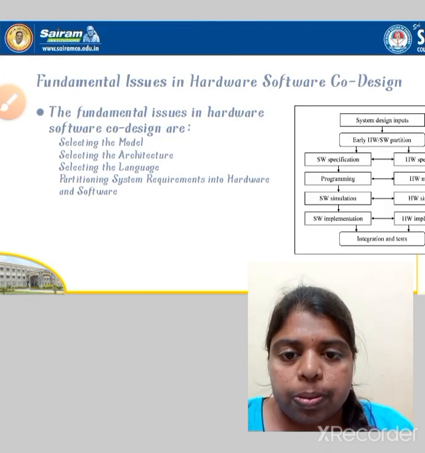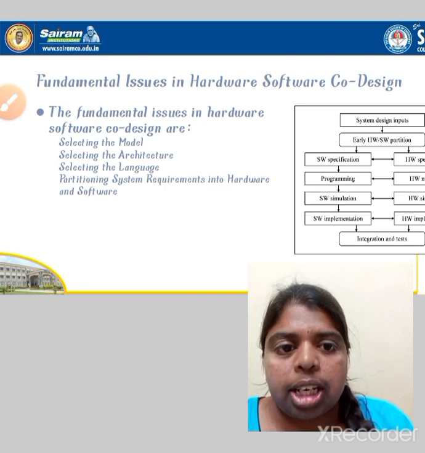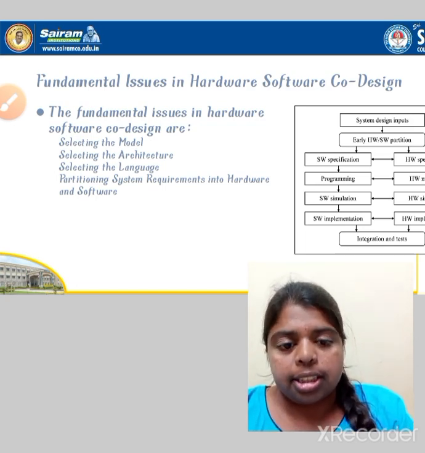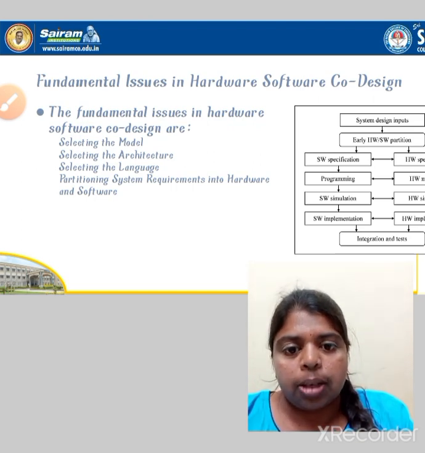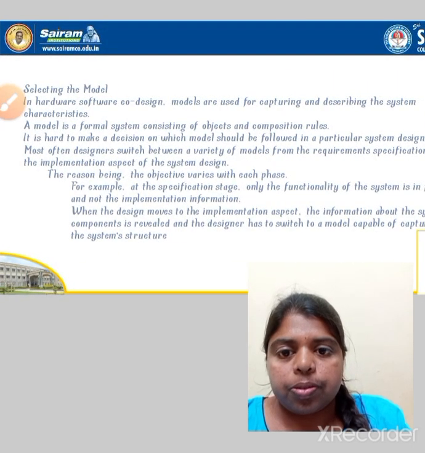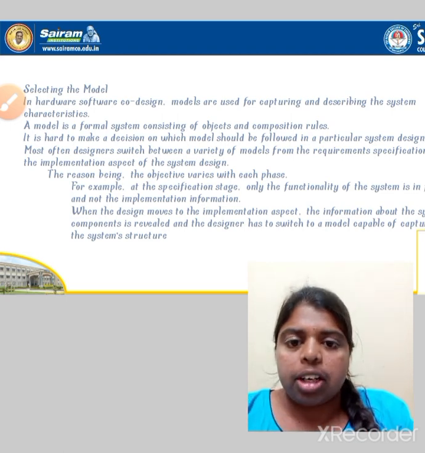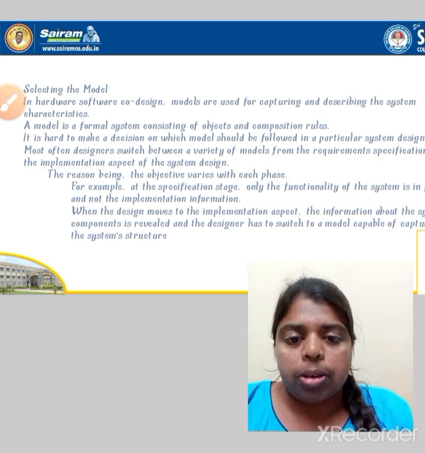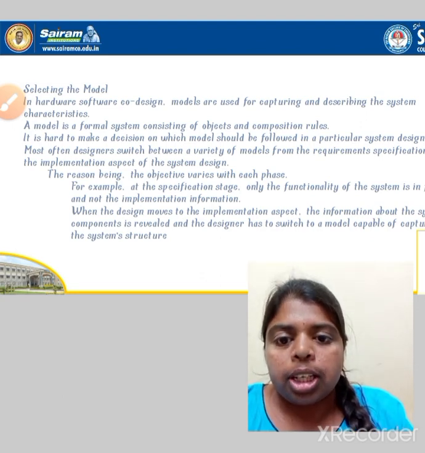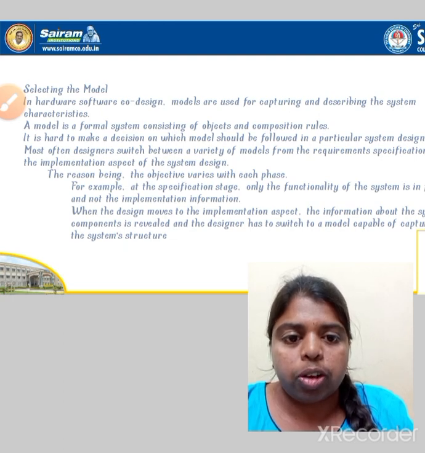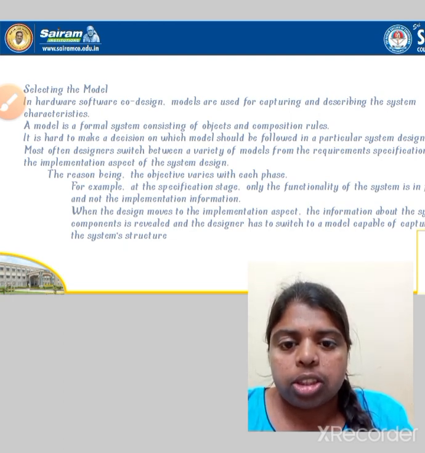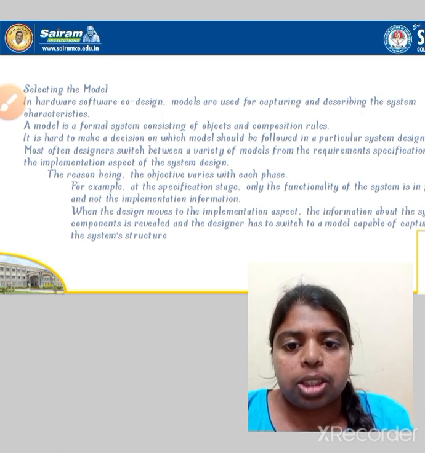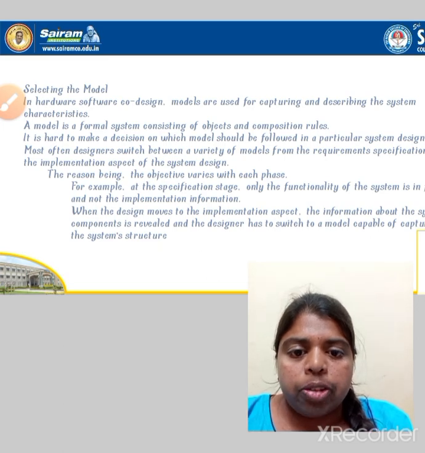programming language. The fundamental issues in hardware software co-design are selecting the model, selecting the architecture, selecting the language, and partitioning system requirements into hardware and software. Selecting the model in hardware software co-design: models are used for capturing and describing the system characteristics. A model is a formal system consisting of objects and composition rules. It is hard to make a decision on which model should be followed in a particular design. Most often, designers switch between a variety of models from the requirement specification to the implementation aspect of the system design. The reason being the objective varies with each phase.